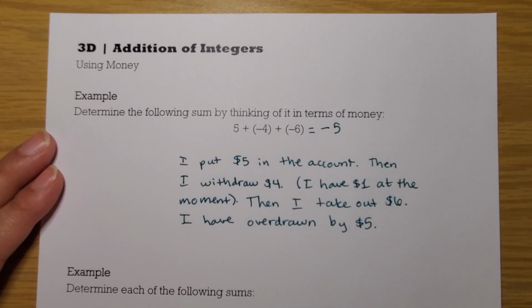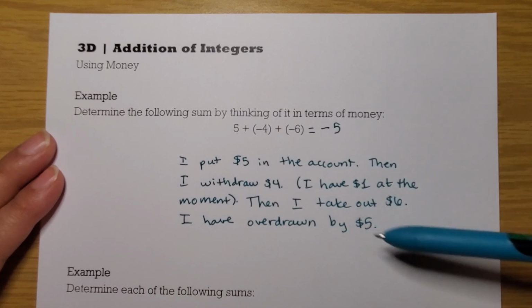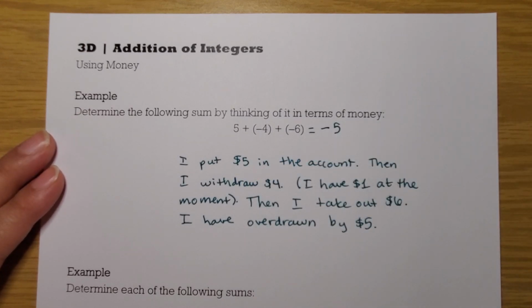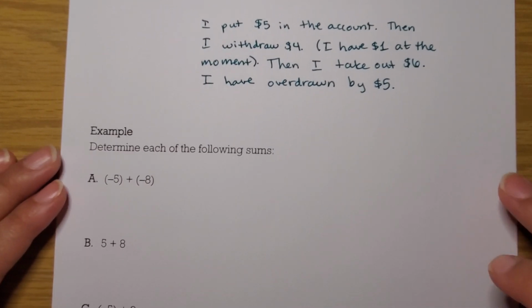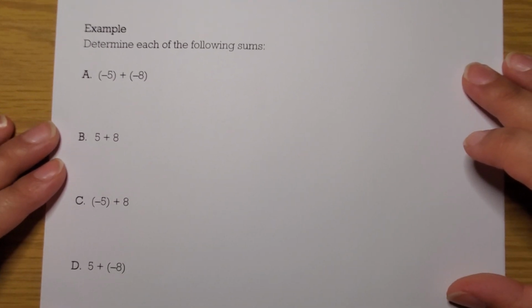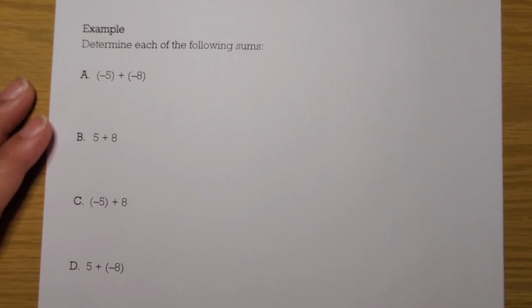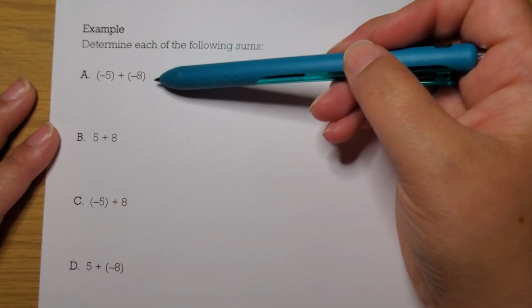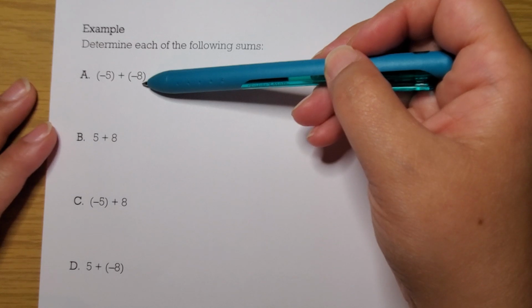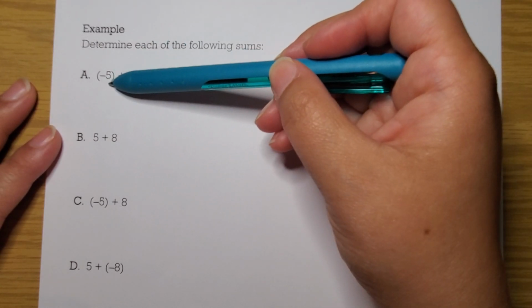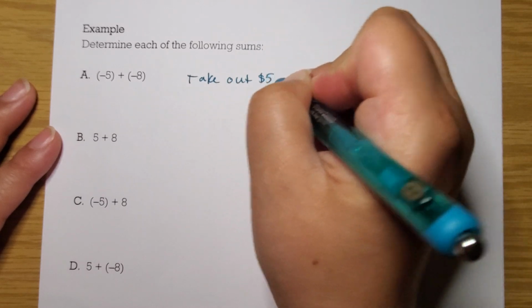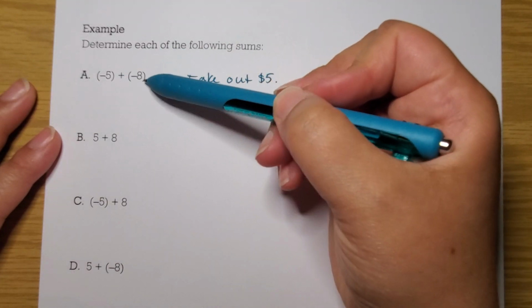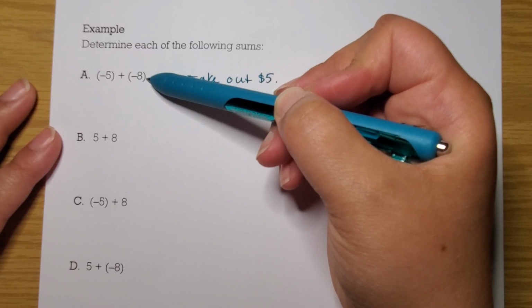So if thinking of things in terms of money makes sense to you, then you can use this as a way to help you add signed numbers. So let's take a look at some examples where we use money to think about these operations. So in this example, we're going to determine -5 plus -8. So with -5, that means I take out $5. And then, since it's a negative, I take out $8.